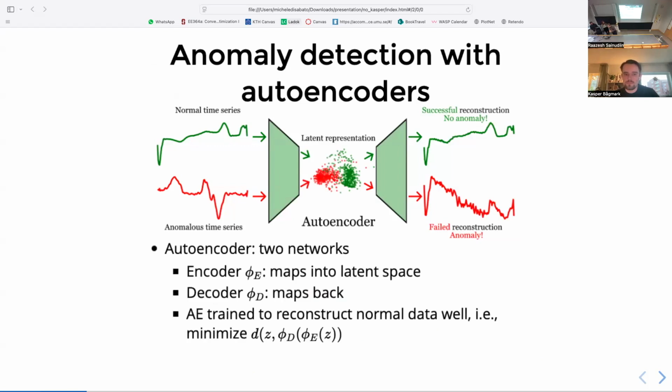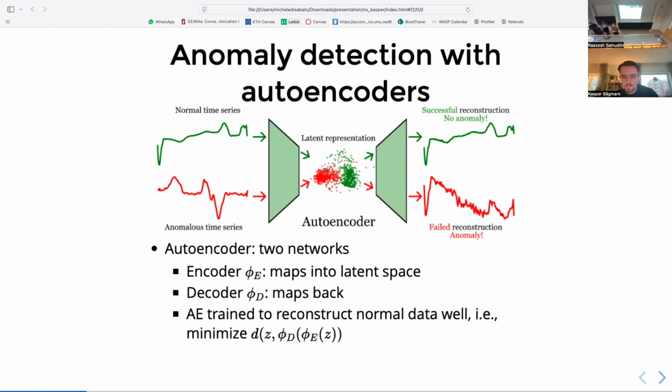And what are autoencoders? Well, an autoencoder consists of two neural networks. We have an encoder that's going to map you into some latent space, or learn a representation of your time series. We have a decoder that maps you back into the time series space. And the autoencoder is trained to reconstruct data well. So you feed it some examples and you train it on how well it can map into the latent space and then reconstruct from the latent space using the second network. So it minimizes this similarity score.